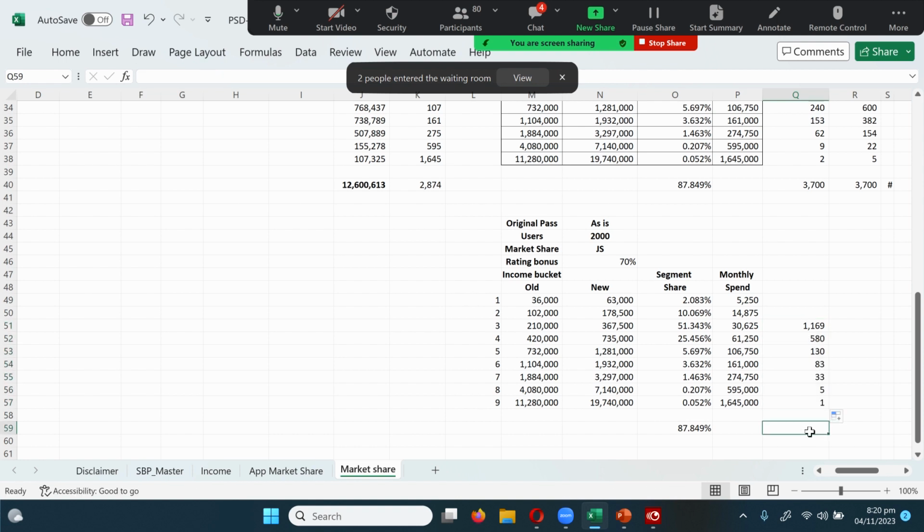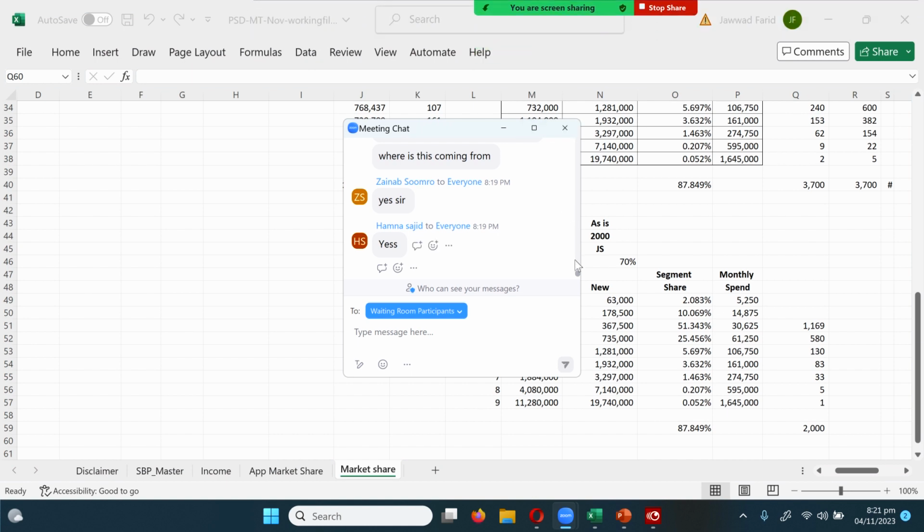Now, the challenge now is that if I sum this up, this adds up to 2 million customers as is. But my issue here is that with these 2 million customers, there will be some adjustment.